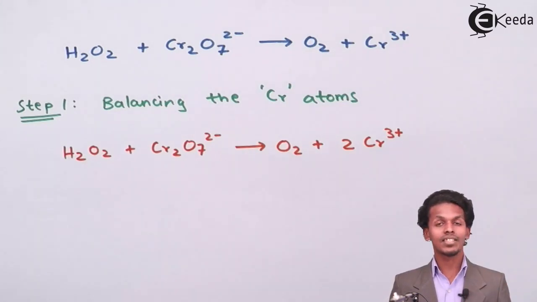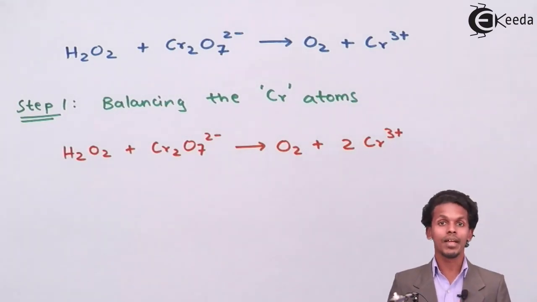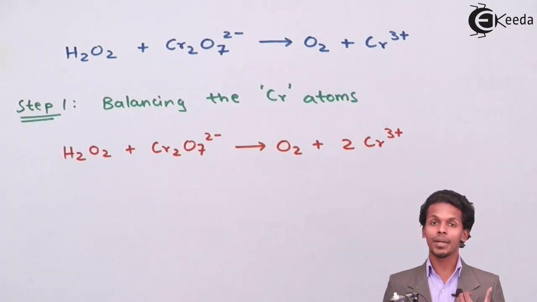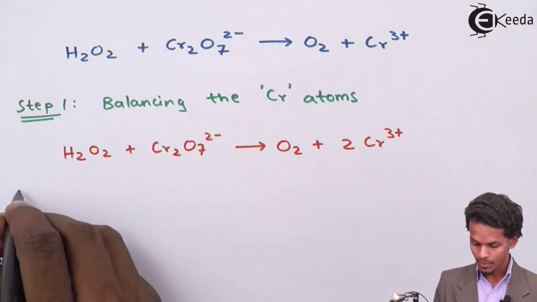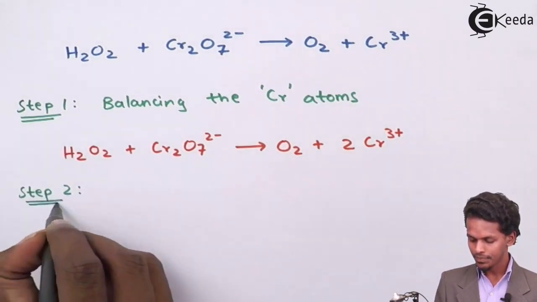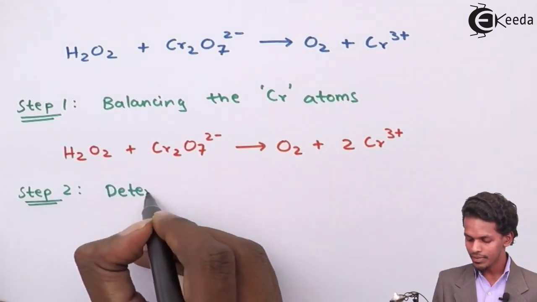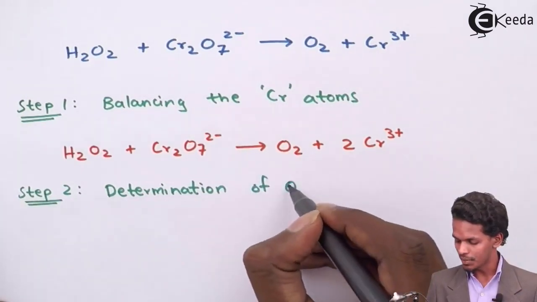The next step will be the same as the earlier one: we have to determine the oxidation numbers of chromium and the other atoms present on the reactant side as well as on the product side. So let us name step number 2 as determination of oxidation number.